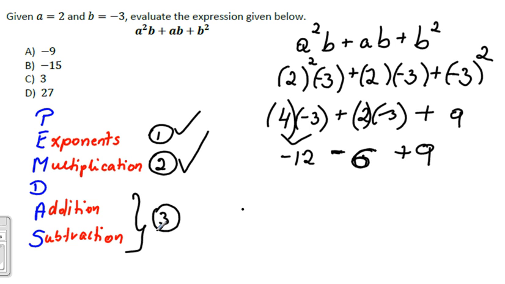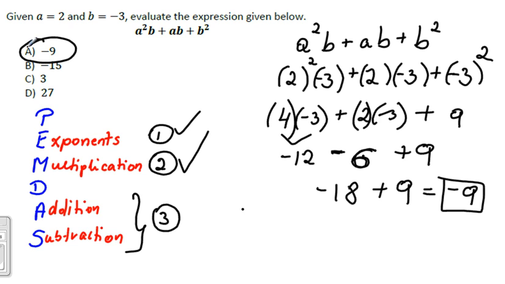Let's do addition, subtraction. At this point, you can just go from left to right and do all the additions and subtractions. Since -12 minus 6 is -18, let's write that down. And then +9 is equal to -9, which as you can see, is choice A.